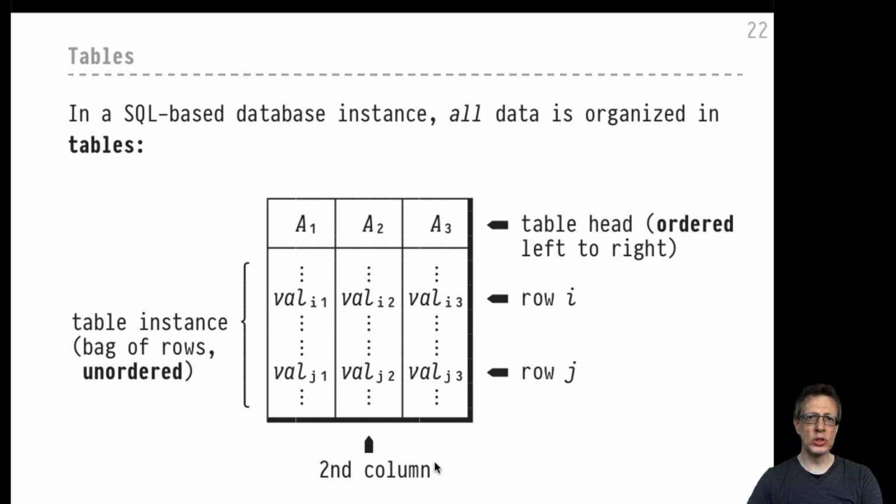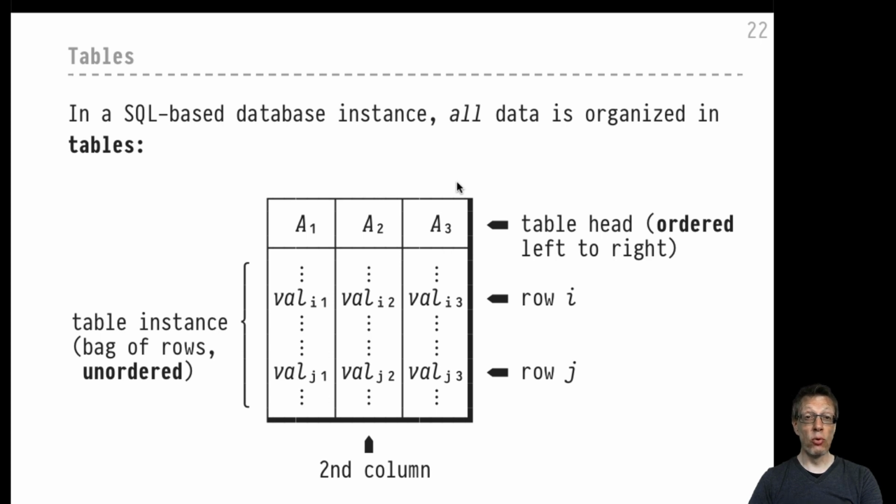Columns are named, and columns in such a table are organized in left to right fashion. So A1 is the leftmost column, this is the second column, A3 is the rightmost column. It makes sense to speak of the leftmost and the rightmost column in such a table. The table head A1, A2, A3 is ordered in a sense, you could say.